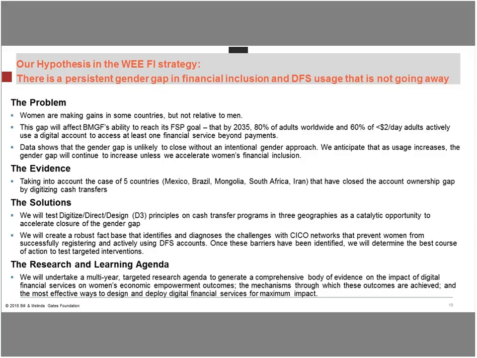We are also going to create a robust fact base around how KICO networks are working for women. I think most of us know that cash-in, cash-out networks work sometimes for women and sometimes not so well for women. And there are a lot of hypotheses around why. Is it that women have more problem with mobility? Well, in some countries, yes, and in some countries, no. Is it a problem that most KICO agents are men? Well, in some countries, yes, and in some countries, no.